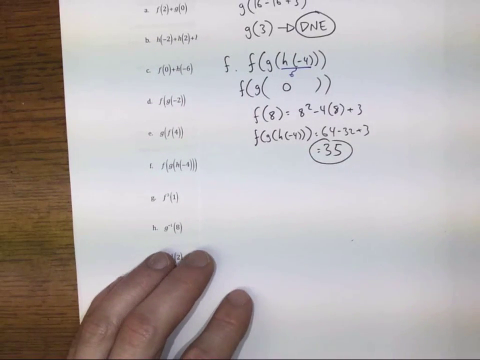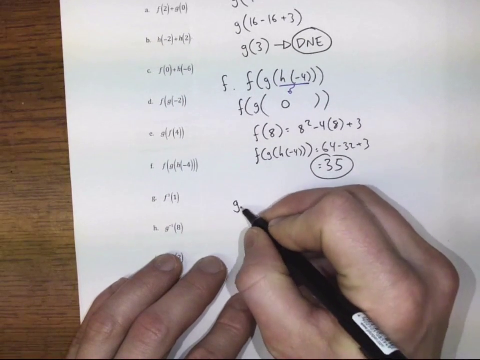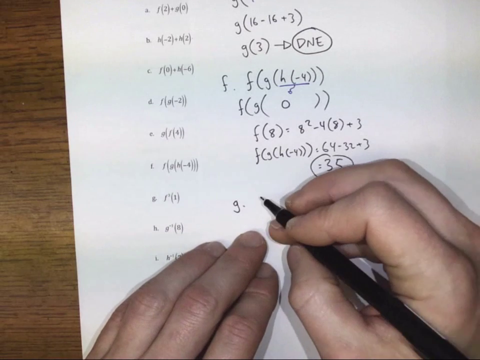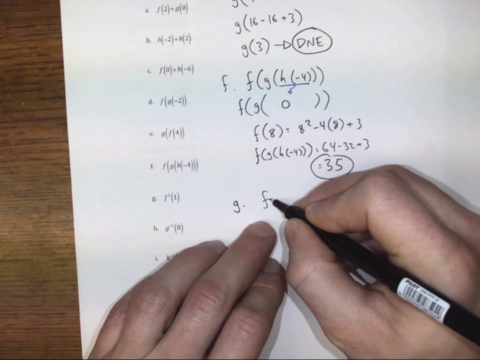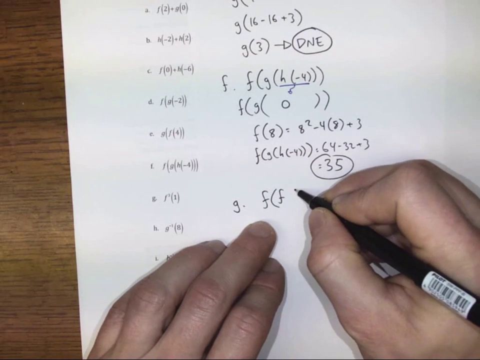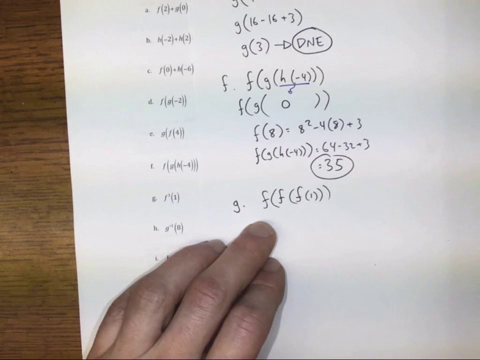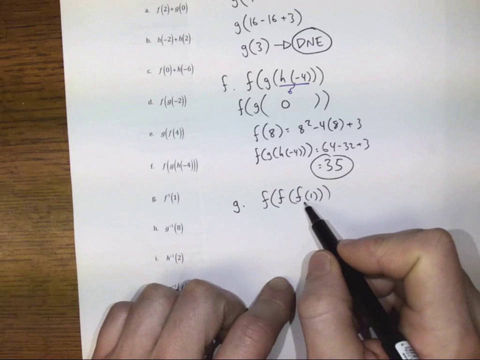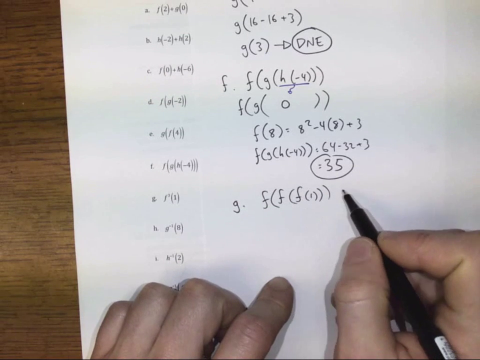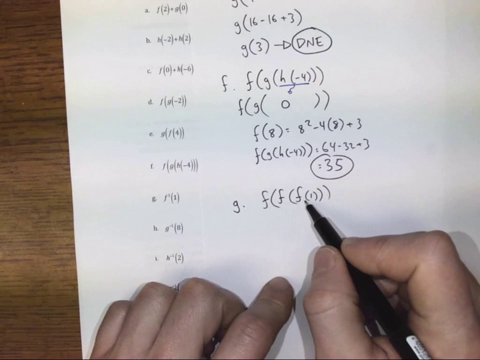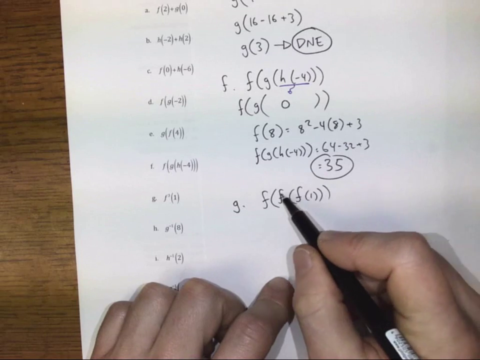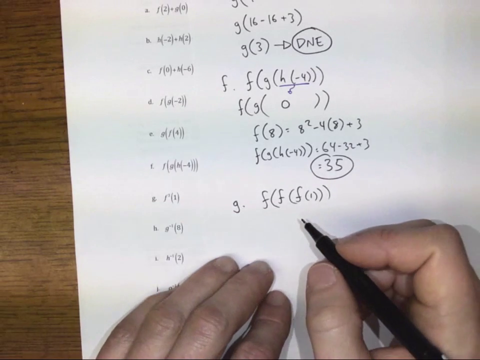So we'll move on to question G. So G, we've got f cubed of 1. What that really means is we have f of f of f of 1. So that means we're going to put 1 into our f function, crunch the numbers, take that output and put it back into the f function, crunch those numbers, and then take it and put it back into this final outside f function.